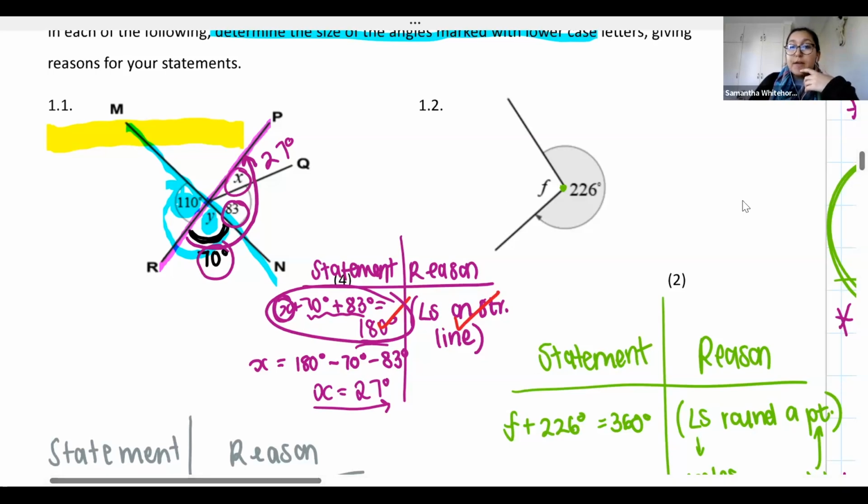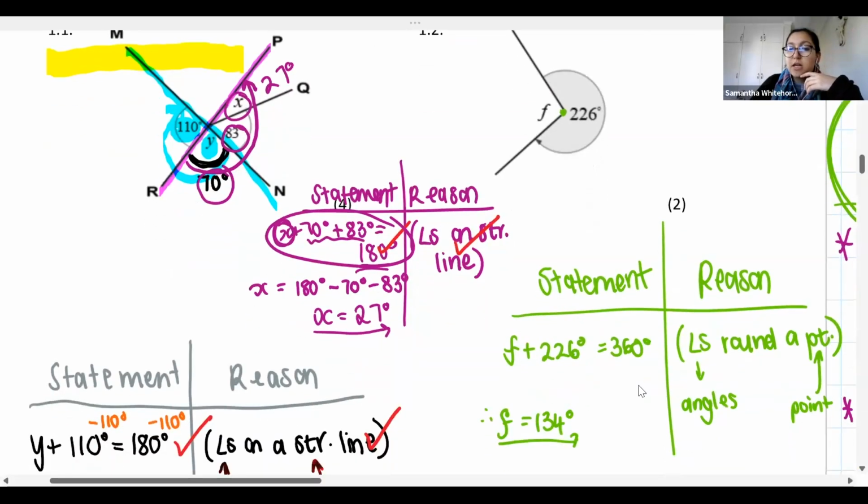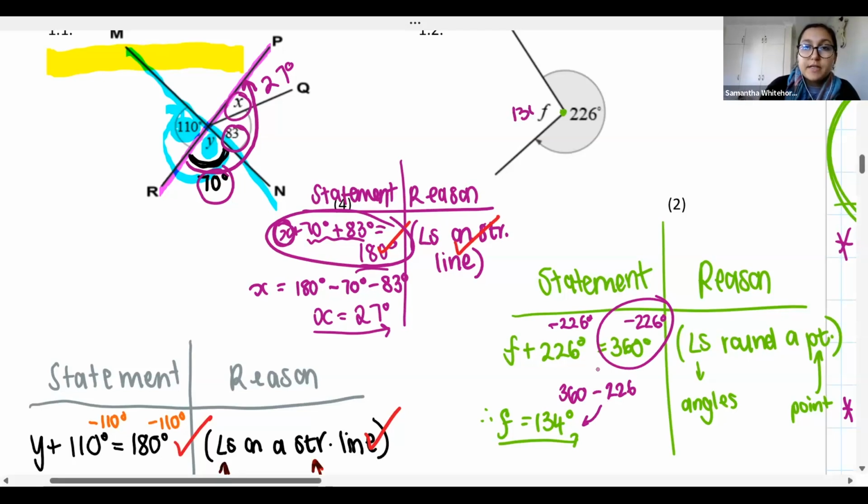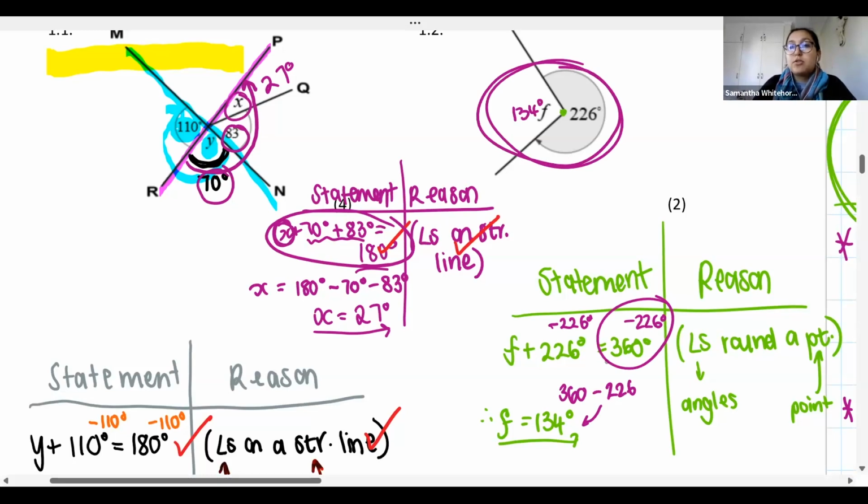And then guys, for 1.2, we have solved for f by once again using our inverse operation. So we didn't want this 226, we only want f. We are solving for f. So we have to subtract 226 on both sides. 360 minus 226 gives me 134 degrees. So this angle F over here is 134 degrees. If you add it up, you will get 360 because you have got angles around a point.